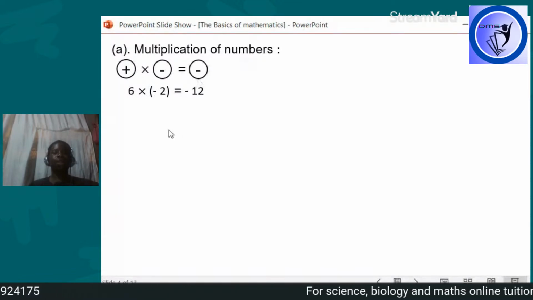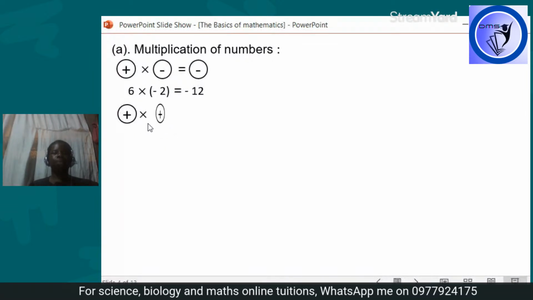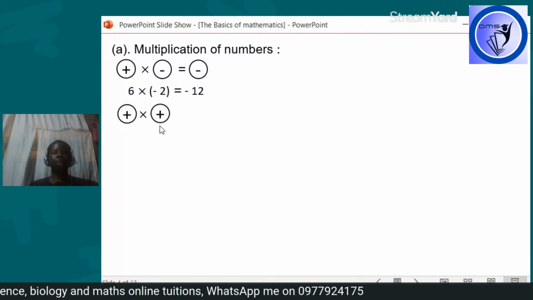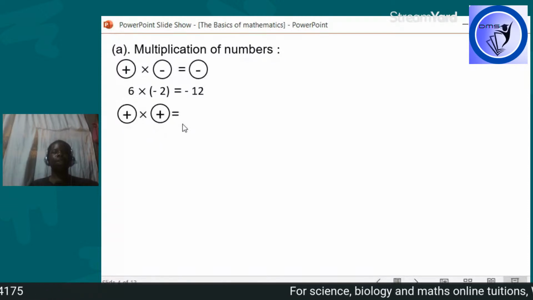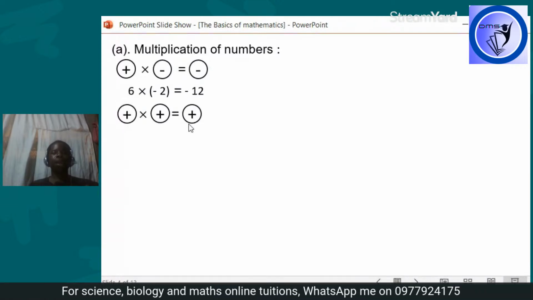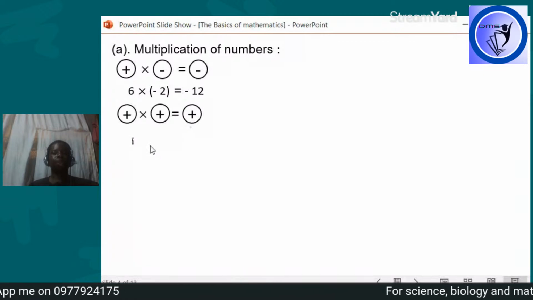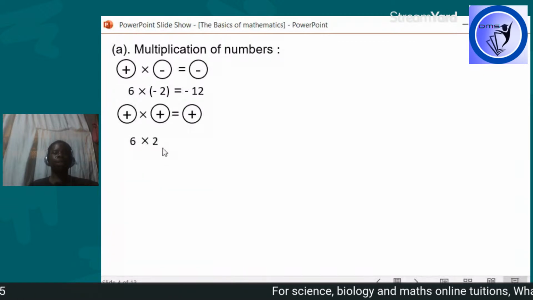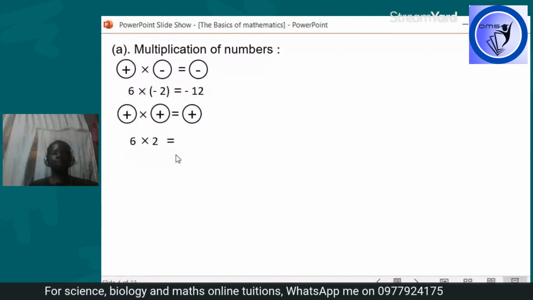All right. So again, let's say you are multiplying a positive with a positive. You have two numbers, both are positive. Then you are multiplying positive times positive. So what will the final answer be? The final answer will also be positive. So you have seen, when you are multiplying numbers of the same sign, they will give you positive. All right. So let's say we have 6 times 2. So 6 and 2, both these numbers are positive. So what will be the final answer? It will be positive 12.